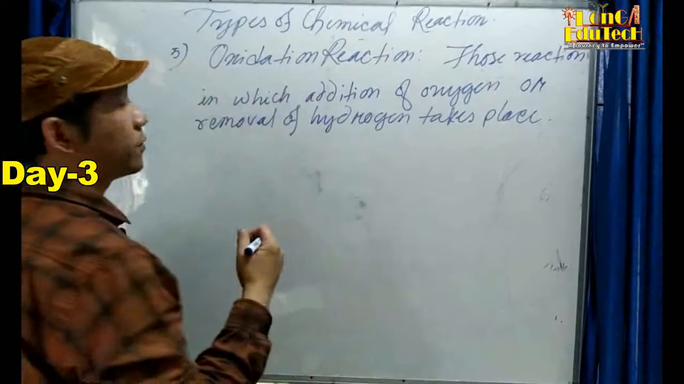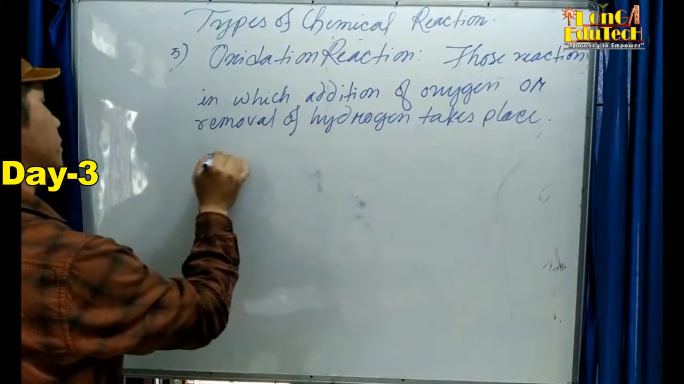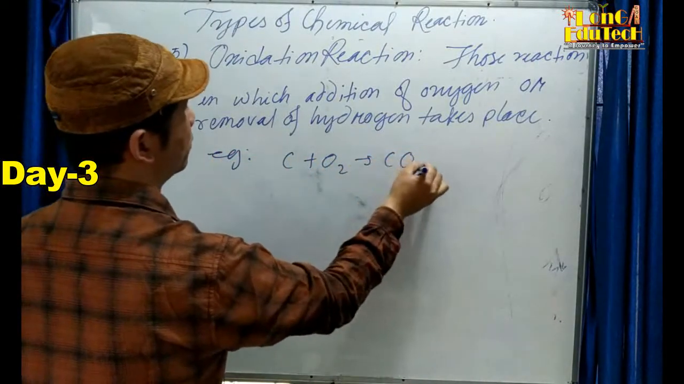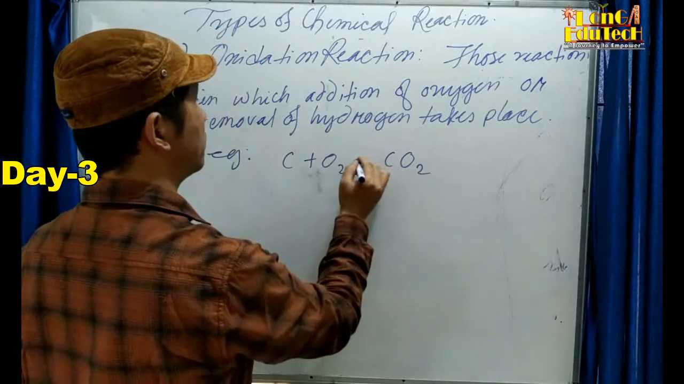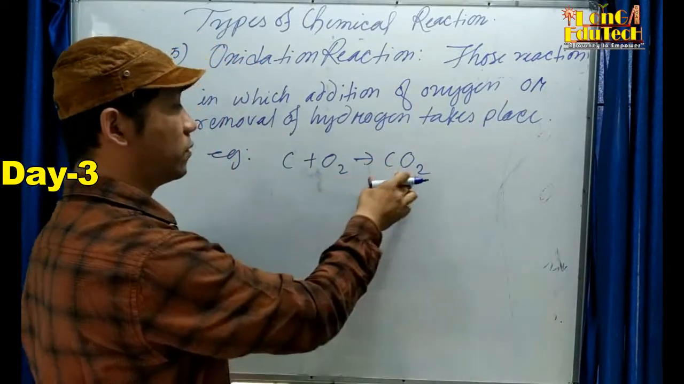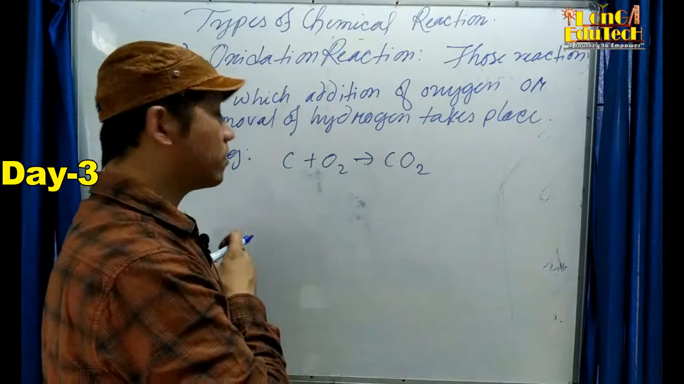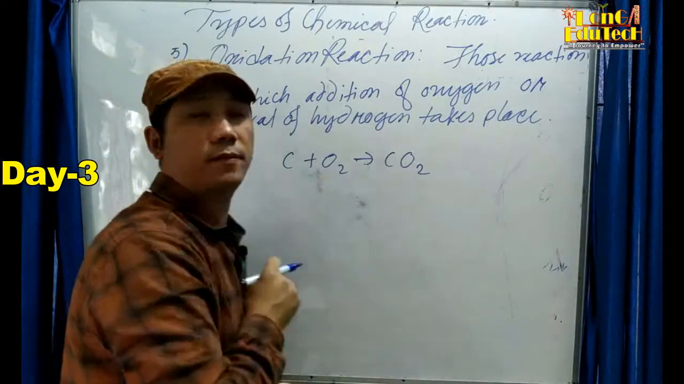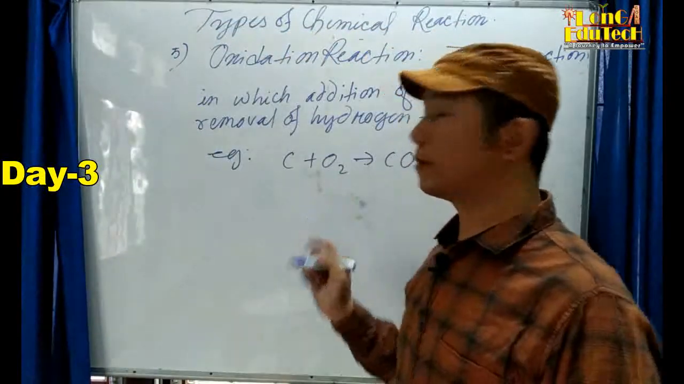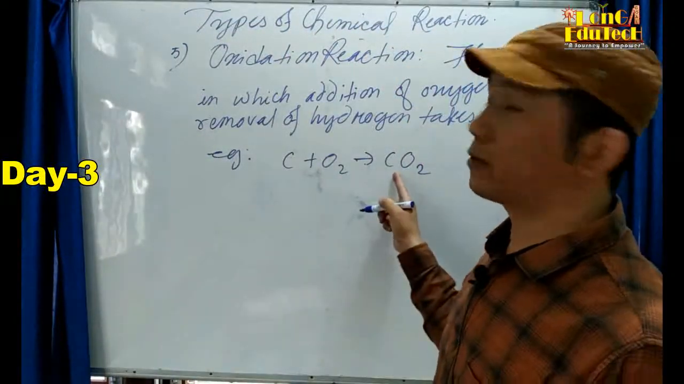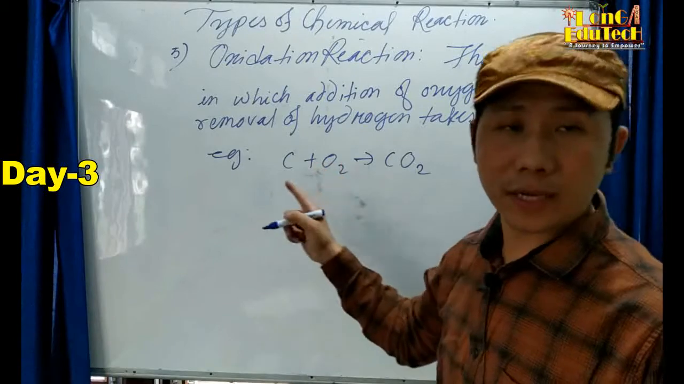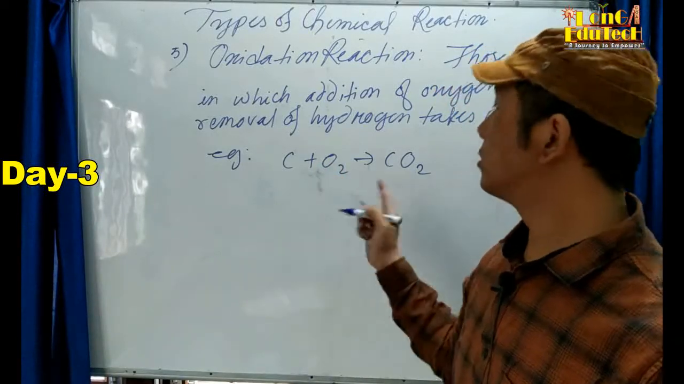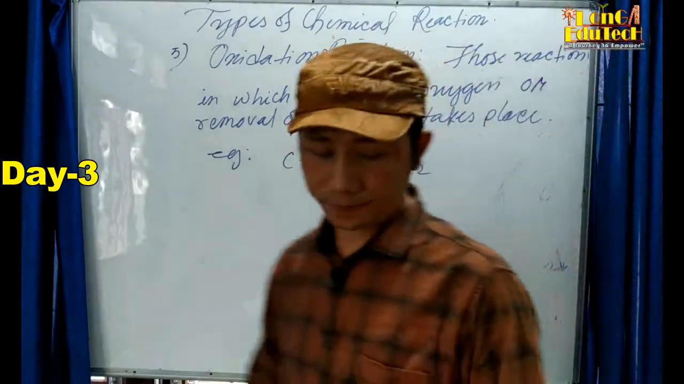It's called the oxidation reactions. Okay, let us see an example. Simply carbon plus oxygen to form carbon dioxide, right? Who is getting oxygen? Carbon is getting oxygen. Who gives oxygen? Oxygen gives oxygen to the carbon, right? So carbon gets oxidized. Who gets oxidized? Not oxygen. Carbon gets oxidized. So this is an oxidation reaction.